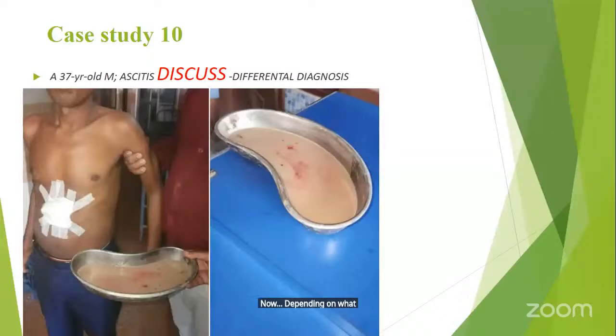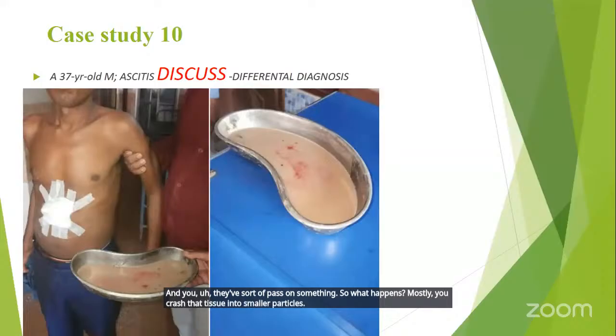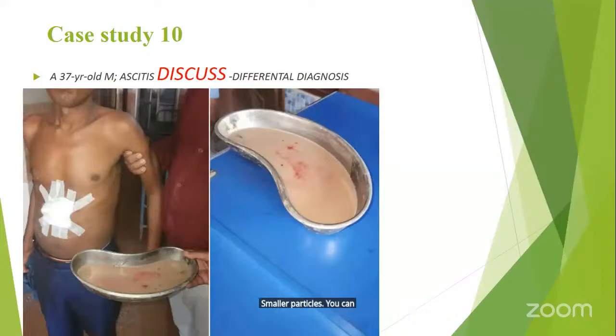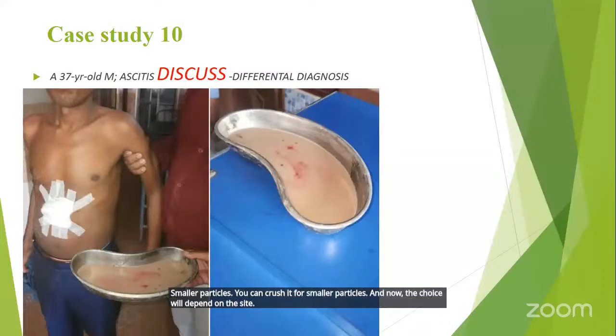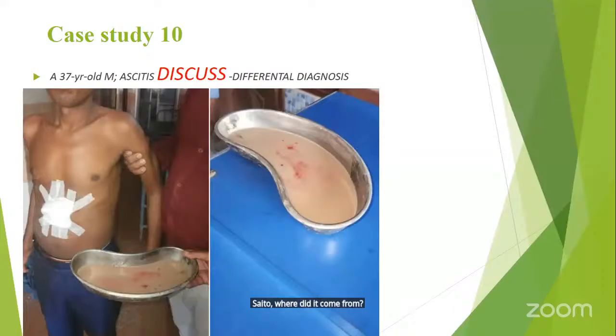Depending on what you have seen, you see, you cannot culture a tissue. What happens if you are given a tissue from the doctor or on a plate, and there's pus and something? Mostly you crush that tissue into smaller particles. And now the choice will depend on the site of where it came from. Is it skin? Is it a vulva? Is it from the anus? Depending on what you are suspecting, you have to choose based on the clinical site.